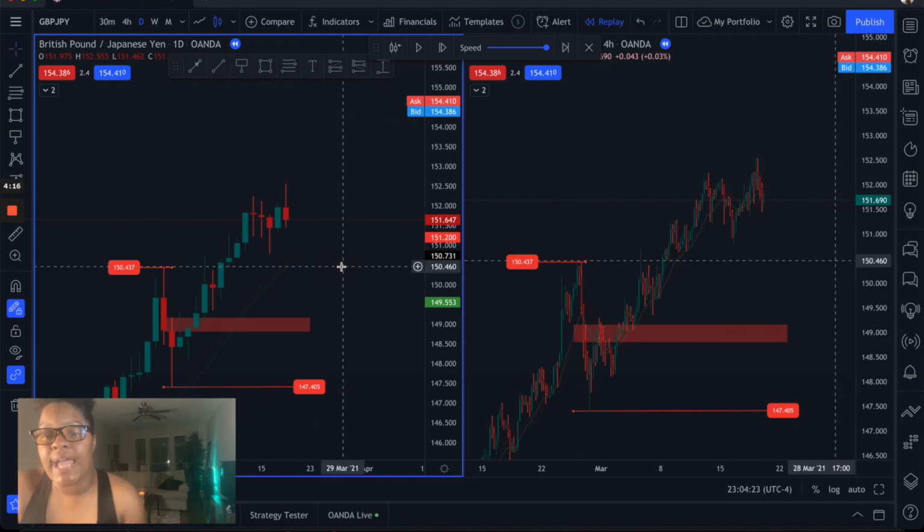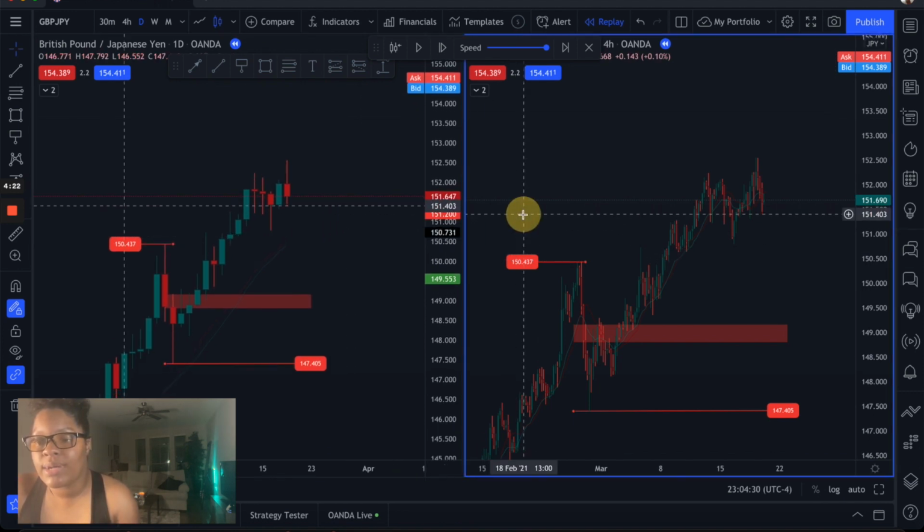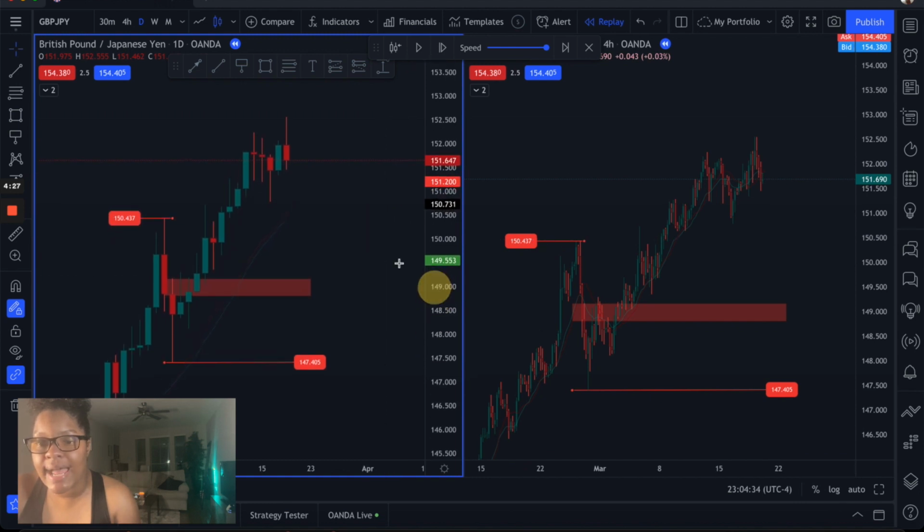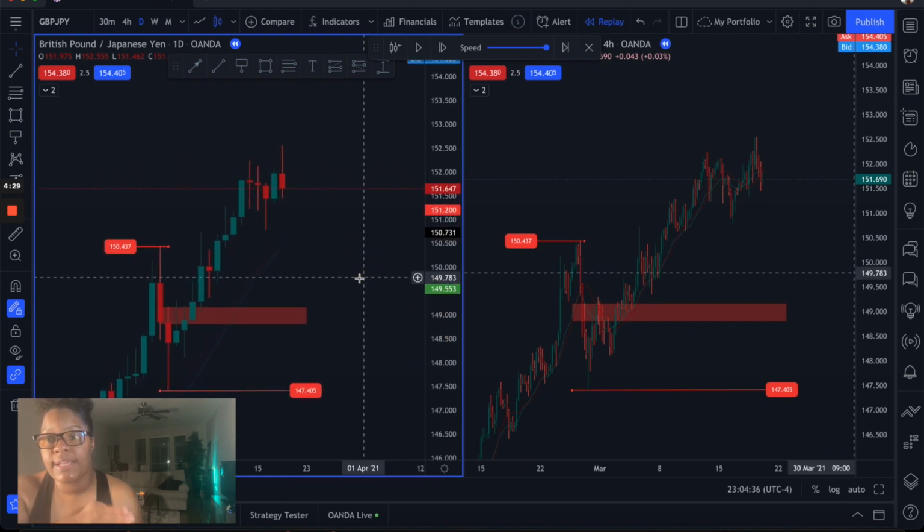So the first thing that I notice when I come to my chart, and I always notice this, is the trend, okay? So that was one thing that I explained when I first got on here, okay? So I'm going to line up my chart. Now, the daily time frame is on the left-hand side. The 4-hour time frame is on the right-hand side.